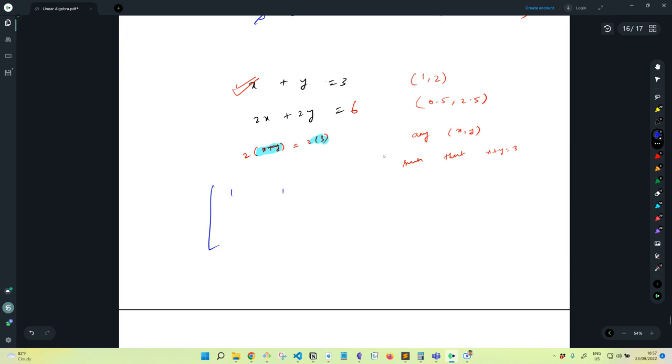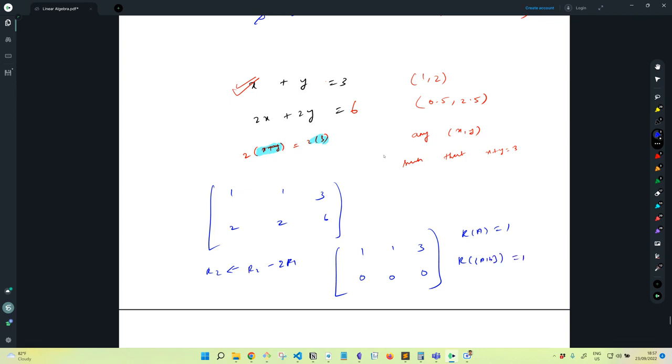Let us see what will happen to the RREF format of this. The augmented matrix will be 1 1 3, 2 2 6. What operation will you do? You will do R2 equals R2 minus 2 times R1. When you do that, you will get 1 1 3, 0 0 0. From this you see that R of A is 1 and R of A comma B equals 1. Because you encountered a row that is all zeros, unique solution is ruled out. And since R of A equals R of A comma B, you have infinitely many solutions.